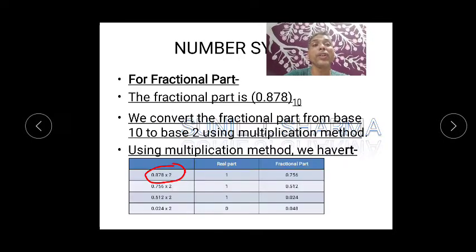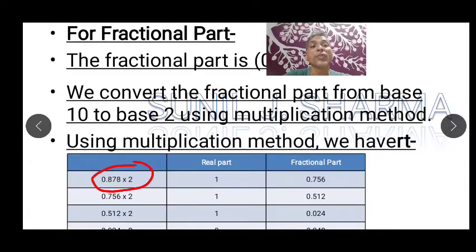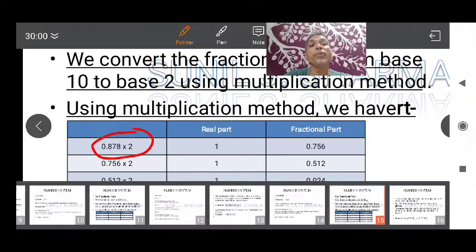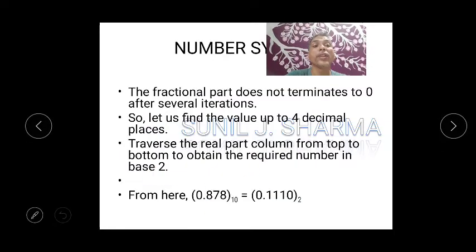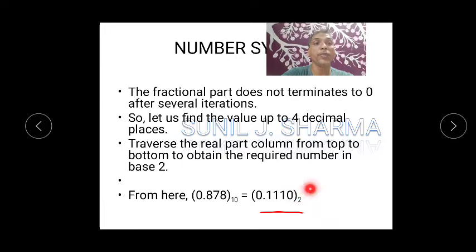Very, very important. As you can see, your answer will be from top to bottom, not from bottom to top. So your answer will be triple 1 and 0. Okay, it's not like 0 1 1 1. So let's see the result. Can you see the result here? So for 0.878, your result is this, because we have moved from top to bottom.